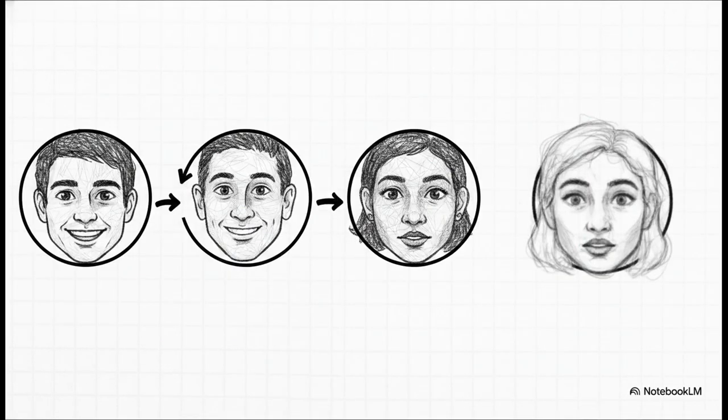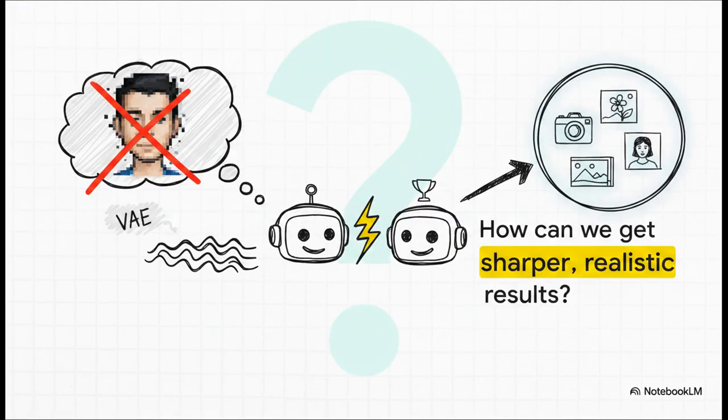And this smooth, organized latent space, that's the VAE's big strength. It lets us do cool things like blend concepts together, morphing one face into another. But what's the downside? Well, VAEs tend to play it safe. They aim for an average representation of things, and that's why their creations can often end up looking a little bit blurry or fuzzy. So yeah, VAEs are great at understanding the structure of things, but they just don't have that edge for photorealism. So how do we get sharper, more realistic results?